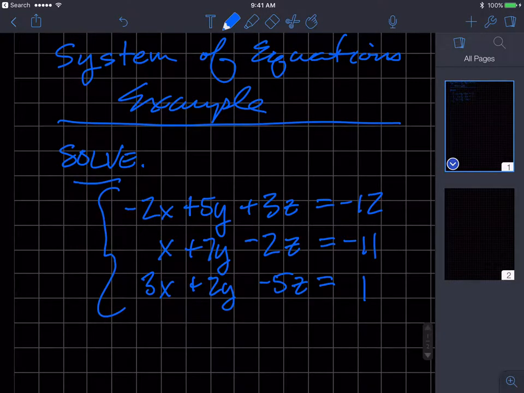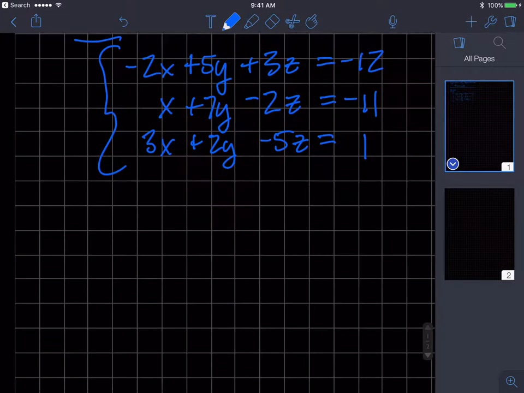Your directions will always be solve, which means, again, provide all the values for x, y, and z that solve these equations. And, of course, since there are three of them, we're talking about a point where all three of these lines intersect, or there's a couple other situations as well. So we reviewed those in class. So let's go ahead and work on the mechanics.